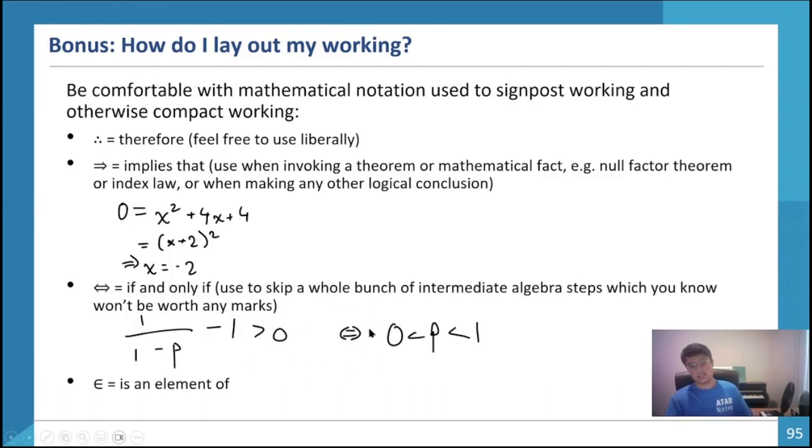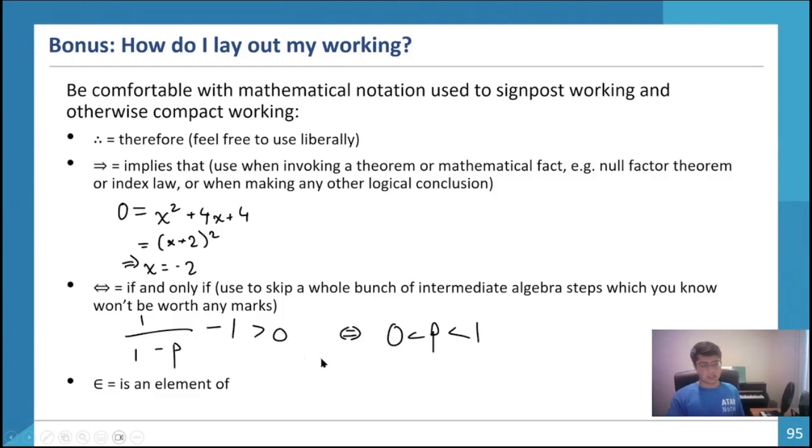Often in the exam, the examiners are just looking for you to make certain statements along the way in your working, and you won't actually get any points for knowing how to, like, add 3 to both sides in a line of working out.